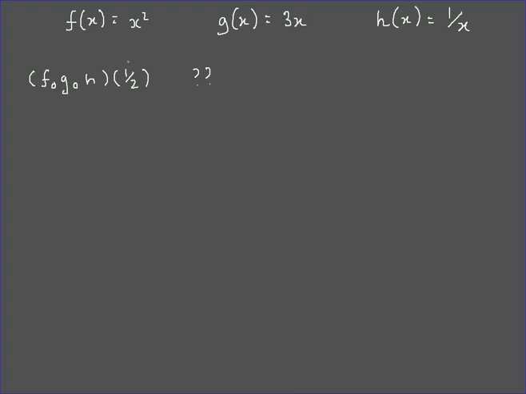Well, take a half, go through h, get an answer. 1 divided by a half should give you 2. Take that answer 2, go through g, that should give the answer 6, and then go through f, that should give the answer 36. So if we go through h with a half, we get 2, 2 3s are 6, and then on to f, 6 6s is 36, that should give us the answer 36.